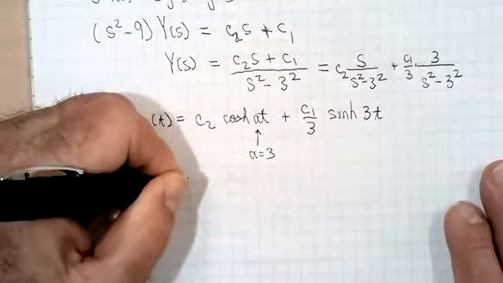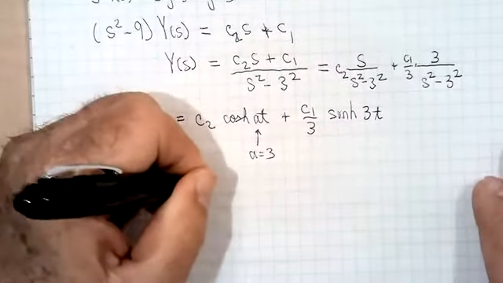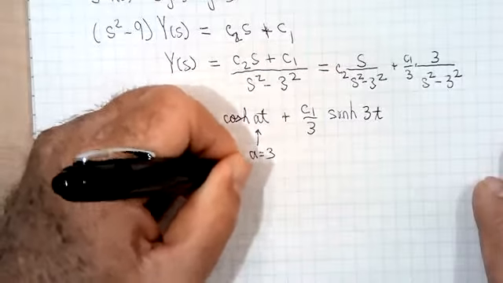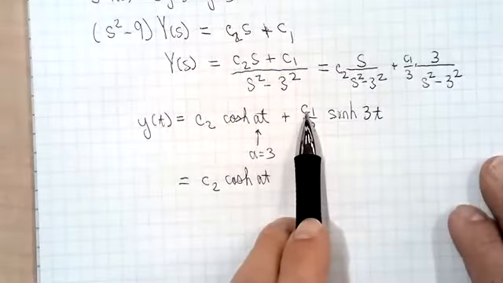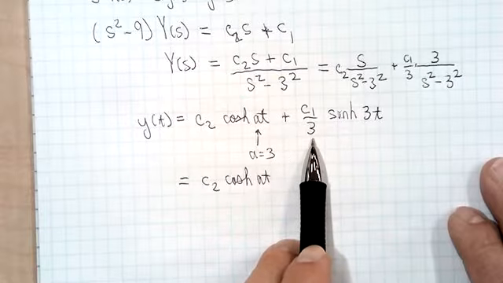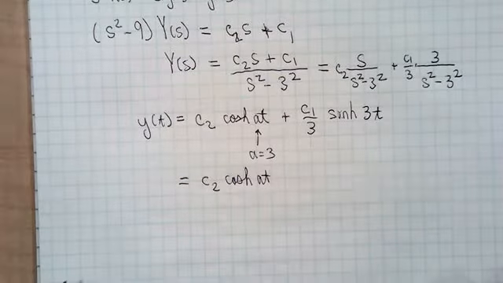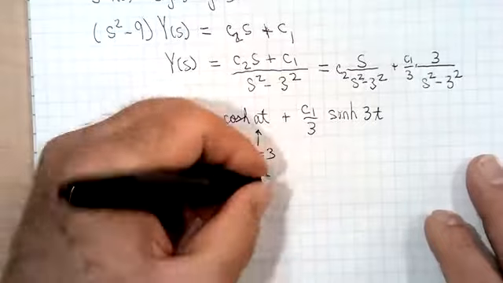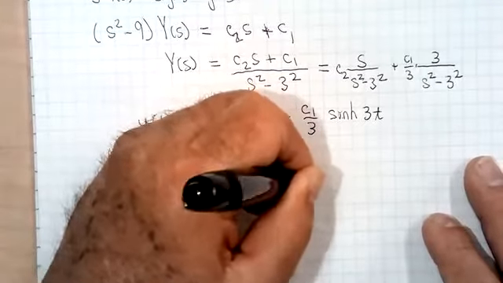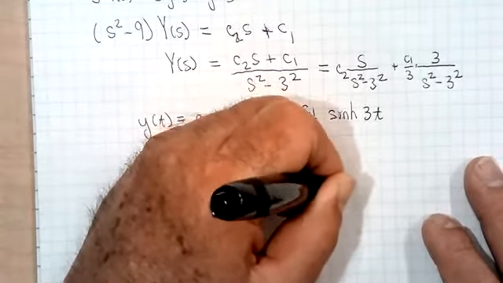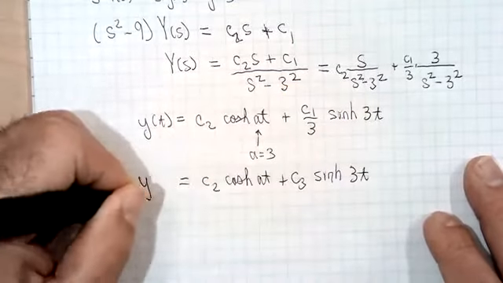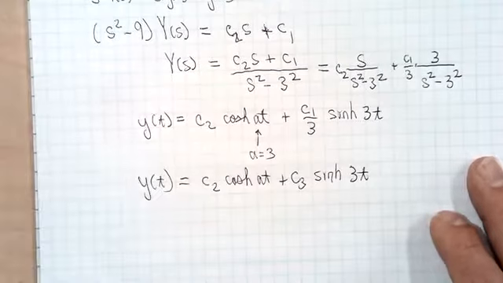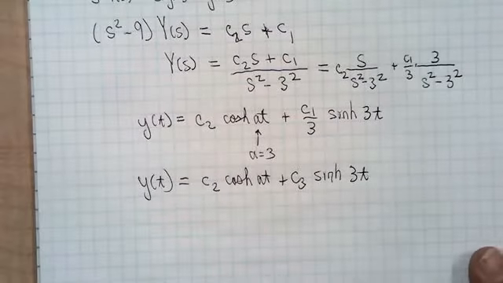So one more step to clean this up. C2 cosh 3t. And now, an arbitrary constant divided by 3, after all, is an arbitrary constant, right? So I could just give that a new name. C3 sinh 3t. So I can solve problems that don't have initial conditions.